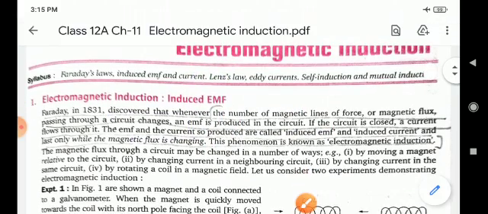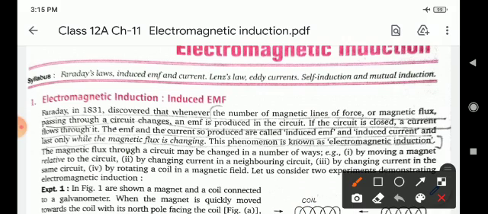Faraday in 1831 discovered that whenever the number of magnetic lines of force, or magnetic flux, passing through a circuit changes, an EMF is produced in the circuit. If the circuit is closed, a current flows through it. The EMF and the current so produced are called induced EMF and induced current. They last only while the magnetic flux is changing. This phenomenon is known as electromagnetic induction. This is a very important part, so please learn it.